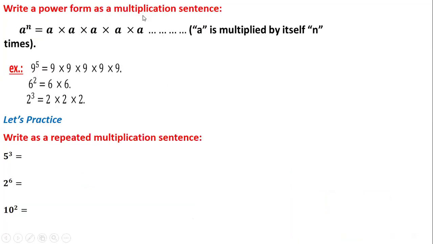Now, how do we write a power form as a multiplication sentence? If we have A to the power N, it's written A times A times A times A. 9 to the power 5, we multiply 9 by itself 5 times. 6 squared, we multiply 6 by itself 2 times. 2 cubed, we multiply 2 by itself 3 times. Now let's write the following as repeated multiplication sentences. 5 to the power 3 or 5 cubed, I should multiply 5 by itself 3 times. 2 to the power 6, I multiply 2 by itself 6 times. 10 squared, I multiply 10 by itself 2 times.